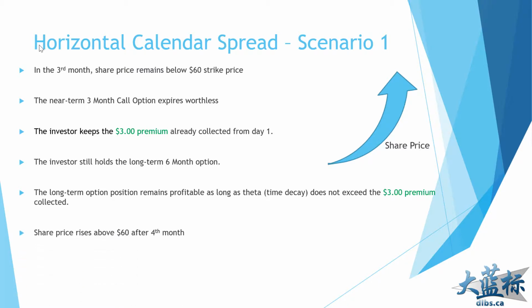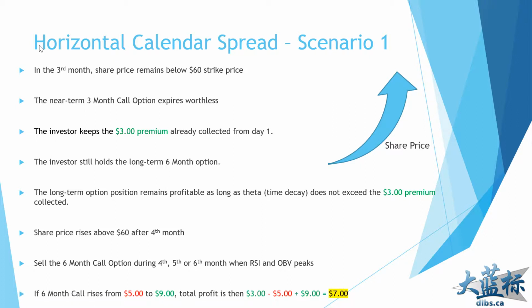And hopefully the stock does break the way I expect it to, and it rises well above $60 after the 4th month. Now I'm capturing lots of gains. And if I can time this so that my RSI and on-balance volume peaks, I may be able to sell my $5 6-month call for, say, $9, pocket $4 in profit, and when I add it to my original $3 collected as premium for the call sold, I have a total profit of $7.